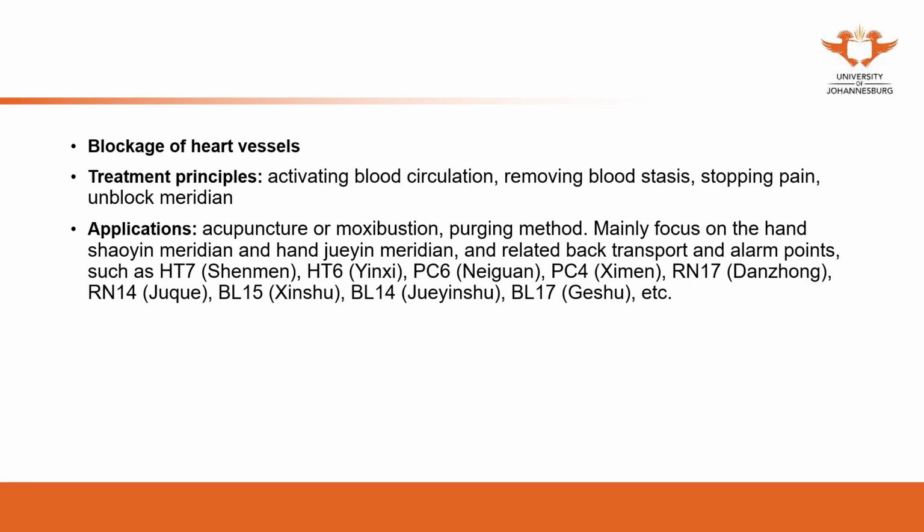Blockage of the heart vessels. We're going to focus on the hand Shao-yin meridian, the hand Jue-yin meridian, and the back Shu points and Mu points. Heart 7, heart 6, pericardium 6, pericardium 4, Ren 17, Ren 14, Heart 15, Heart 14, Heart 17. Some of these points are local points in the local area. That's why we choose these, and some of these points are related to the blood, the meeting point of the blood, the location that's focused on the heart, on the back, or have some specific function.